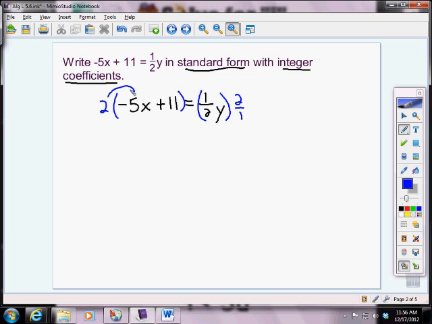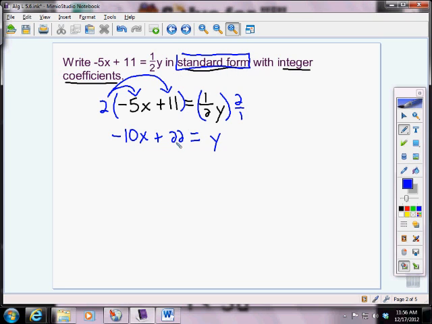Now watch what happens. If we use our distributive property, 2 times a negative 5 is going to be a negative 10x plus 2 times 11 is 22. Now, over here, what's 1/2 of 2? Just 1y. So notice how when we multiply by the denominator, or again, if it's multiple fractions, the least common denominator, you get rid of the fraction. Now they have integer coefficients. So let's focus on this part.